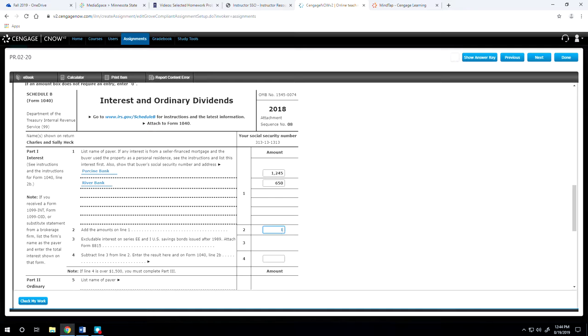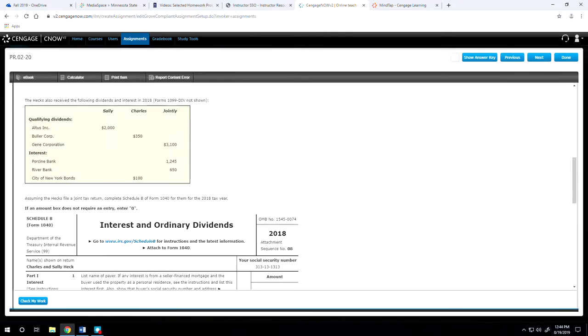Add the amounts, $1,895. Subtract line 3 from line 2. Nothing to show there. $1,895. Okay, so just remember you're not doing anything with this $100 in interest that Charles received because they are City of New York bonds. Something that's excluded from taxable income like that doesn't need to be shown on the return at all.